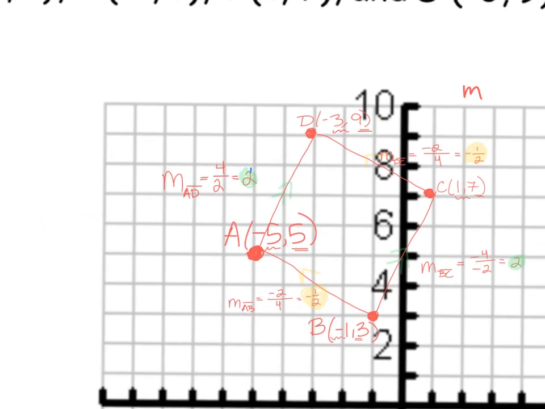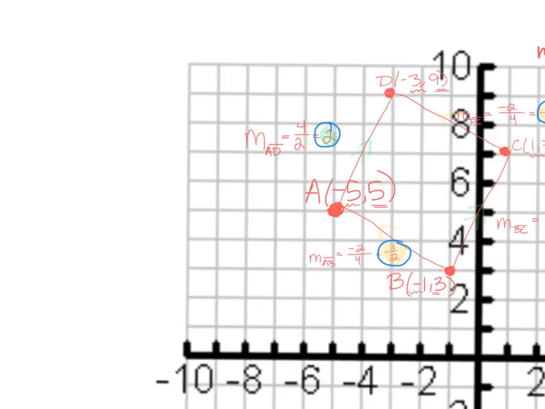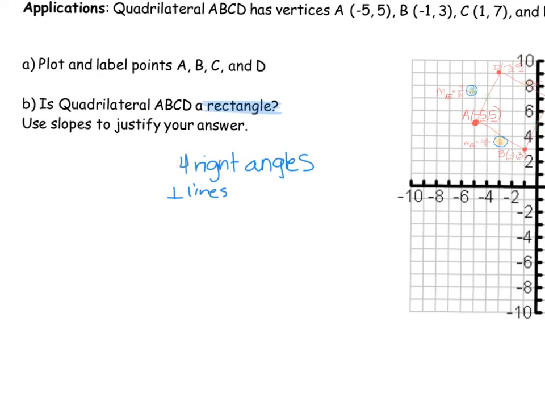Well, when I look at 2 and -1/2, I can see that those are opposite reciprocals. So we say that the consecutive sides have opposite reciprocal slopes, 2 and -1/2. So now I can confirm that quadrilateral ABCD is a rectangle, and my explanation should include my calculations for the opposite reciprocal slopes, as well as an explanation saying that when consecutive sides have opposite reciprocal slopes, the segments then form perpendicular lines, which makes it 4 right angles, which makes it a rectangle by definition.